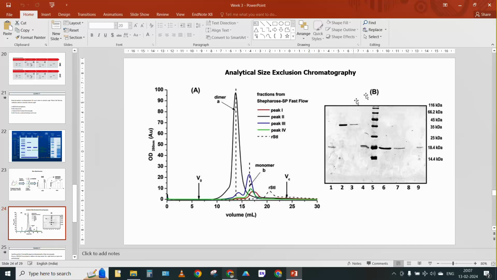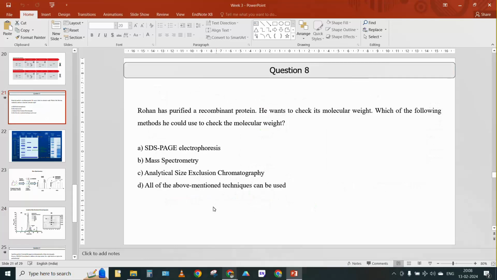So here, as you can see in B1, kilodalton units are given for some particular protein expressions or whatever bands are shown here. So it is differentiating according to their molecular weight. In this way, Rohan might have identified the molecular weight of the purified recombinant protein he has isolated. So based on these theories and principles, option D, all of the above mentioned techniques, can be used by Rohan to check the molecular weight of the recombinant protein. So option D is the right one.